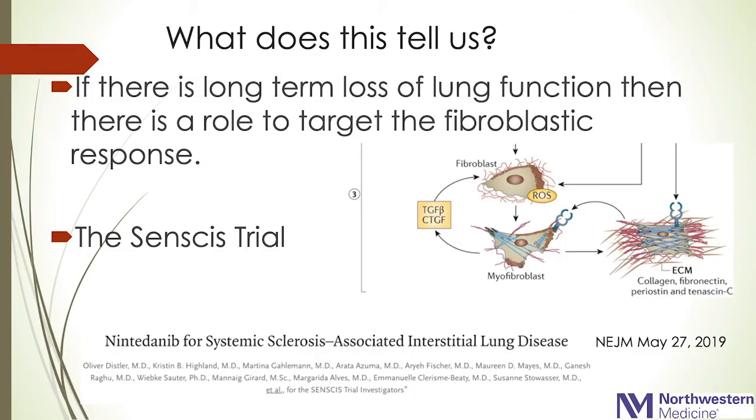So what does it tell us? It tells us that if there is, and this is sort of what I just said, if there's a long-term loss of lung function, then there is a role to target the fibroblastic response, and that's what the SENSCIS trial was all about.